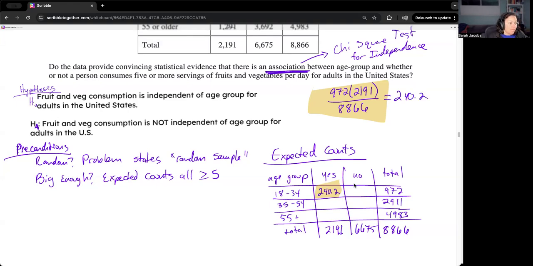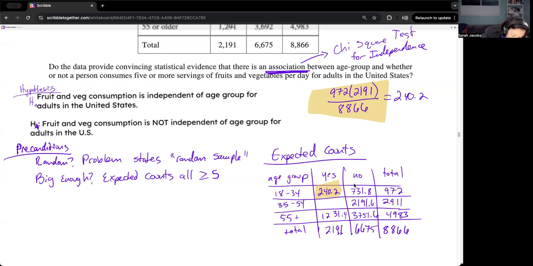We do the rest of that and get 731.8. And again, it's totally fine that these have decimals, even though that's not a possible amount of a person. This is just what we're expecting. Expected values are fine as decimals. Don't round.